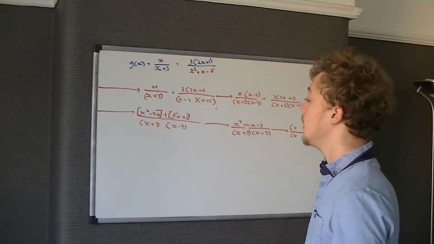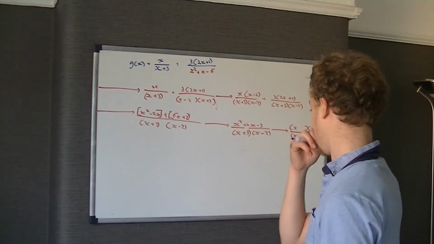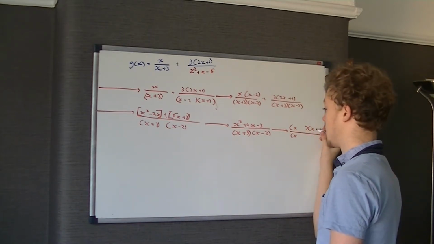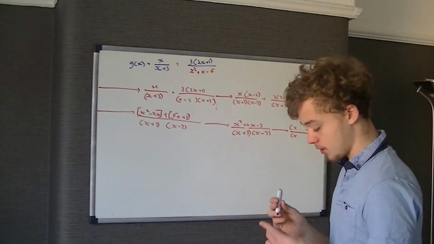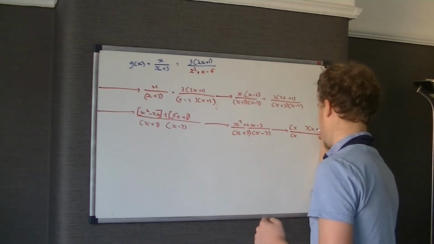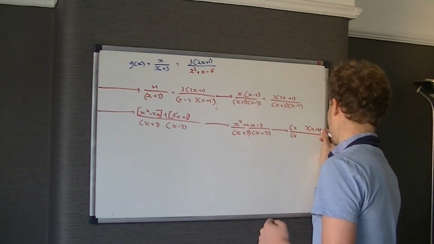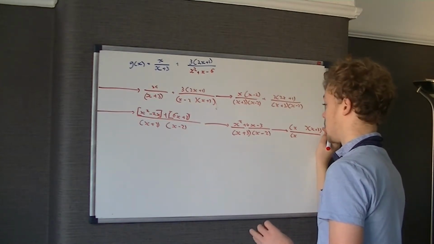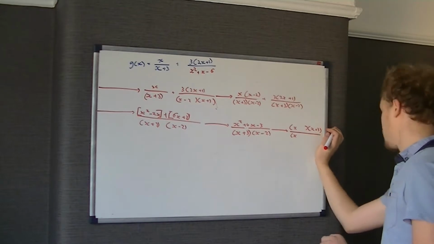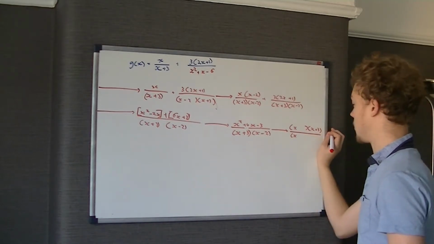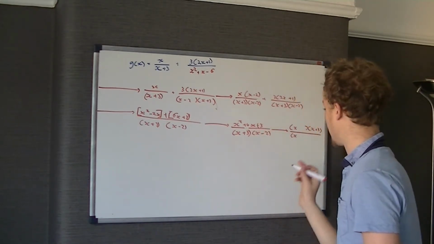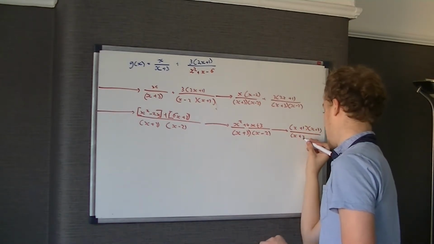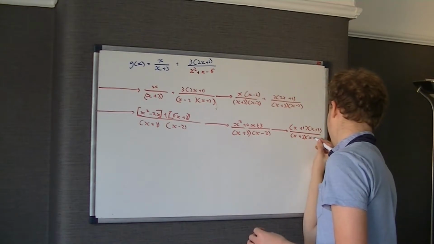So anyway, if we simplify that, we get x squared plus 4x plus 3. So we factorise that, it's going to be x plus 3, x plus 1 over x plus 3, x take 2.